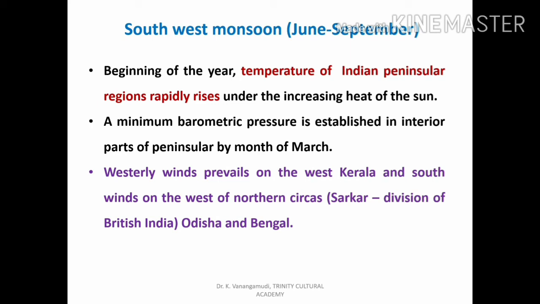At the beginning of the year, the temperature of the Indian Peninsula region rapidly rises under the increasing heat of the sun. A minimum barometric pressure is established in interior parts of the peninsula by the month of March. Westerly winds prevail on the west of Kerala and south winds on the west of northern Sirkas. Sirkas means Sarkar. It's a division of British India that includes Odisha and Bengal.